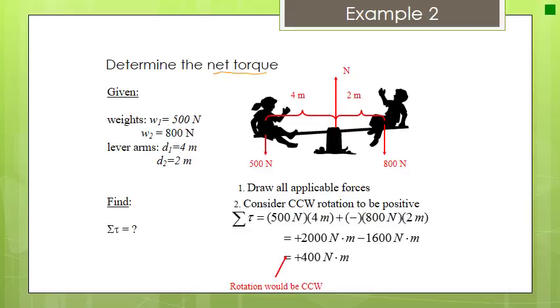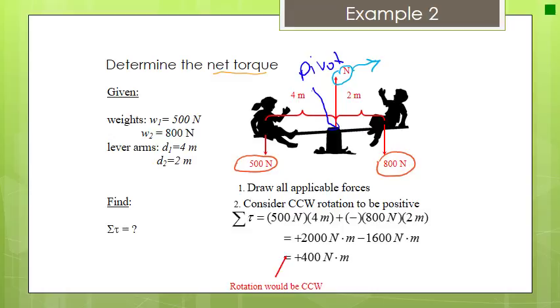Now, the girl sits on the left side of the pivot. As you should know, the pivot is here. Okay, there are weights given. The girl has a weight of 500 newtons. The boy has a weight of 800 newtons. And then you have this normal reaction force. Where does the normal reaction come from?